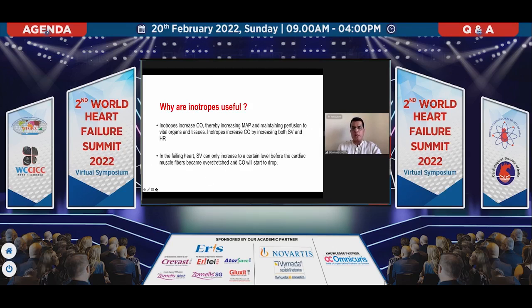And it's very important to recognize these entities, maintain arterial pressure, and maintain perfusion to the vital organs and tissues. Inotropes basically increase cardiac output, increasing both the stroke volume and the heart rate. But in the failing heart, as we know, according to Starling's law, we have a limitation. We can't go on stretching the heart by using inotropes, because beyond the physiological limit the cardiac output won't increase, and in fact will start dropping rather than increasing, and that is why optimizing or combining vasopressors and inotropes is important in such a situation.